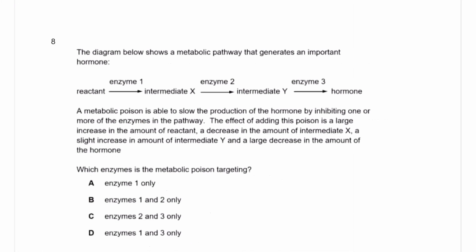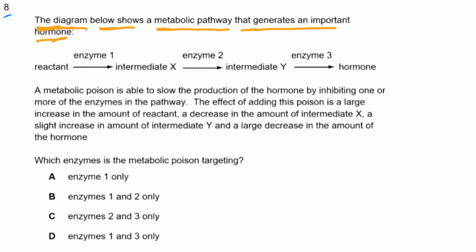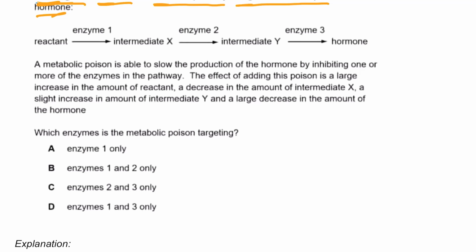Okay. Let's move on to MCQ number 8. The diagram shows a metabolic pathway that generates an important hormone. So guys, there's a metabolic pathway which is generating an important hormone. And how is this hormone generated? There's a reactant which is converted to intermediate X, then intermediate X is converted to intermediate Y, intermediate Y is converted to hormone, and there are 3 enzymes which are taking part in this pathway to form hormone.